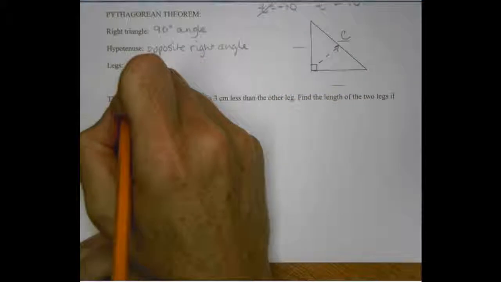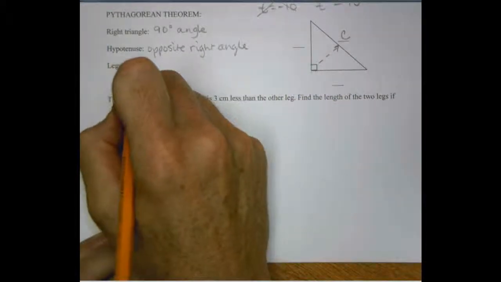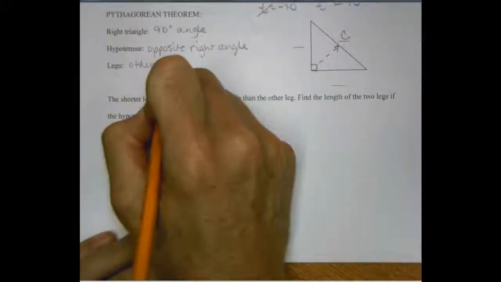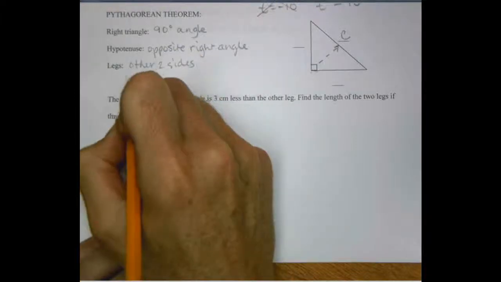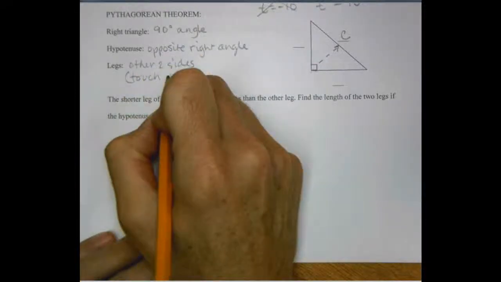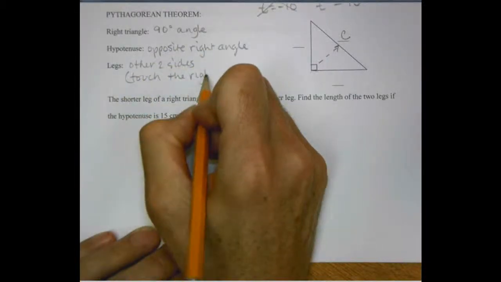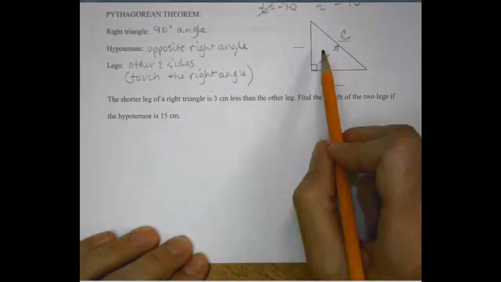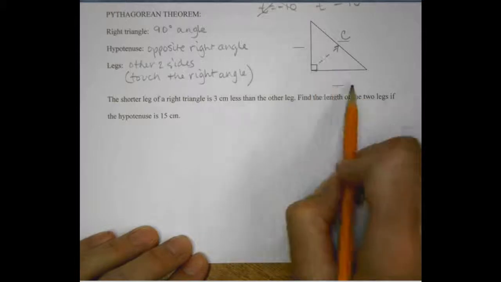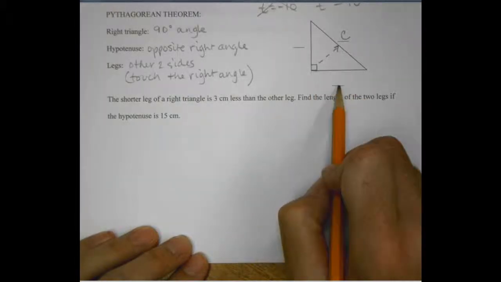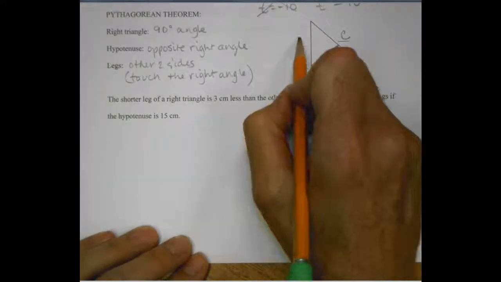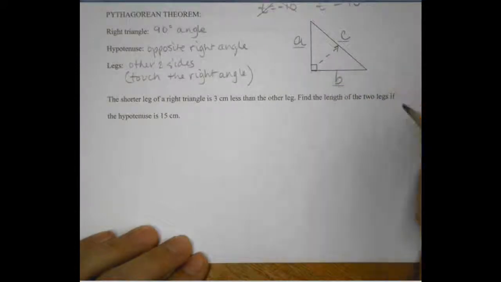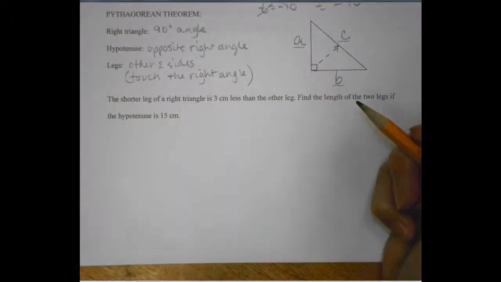The legs are the other two sides, and they touch the right angle. And they are A and B, and you can call this one A and this one B, or you can call this one A and this one B. So I usually just write it like that. Call one of them A, the other B.